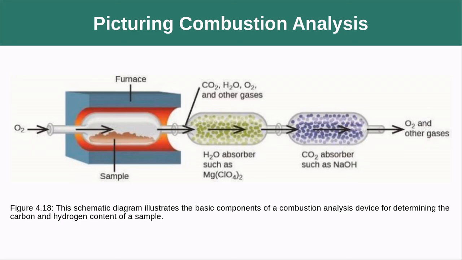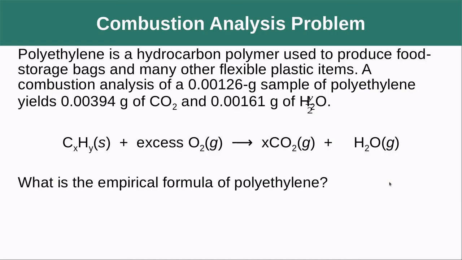Let's take a look at what that looks like. So we have a sample here. We're hitting that with a lot of oxygen. It's in a super hot furnace. It burns, produces gases. H2O, water, gets absorbed here. CO2 gets absorbed here. O2 and the other gases continue on. We can weigh these cells later to figure out how much water there was and how much CO2. So let's look at an example of this.